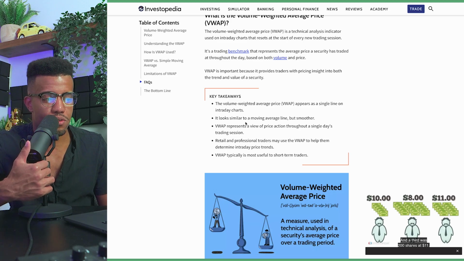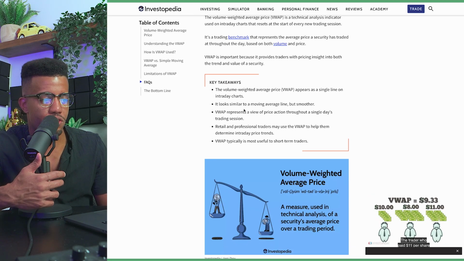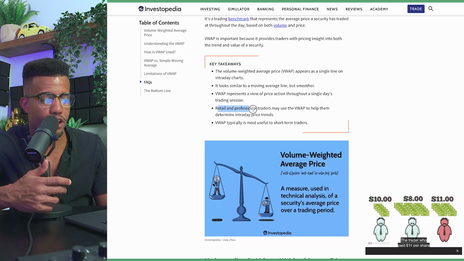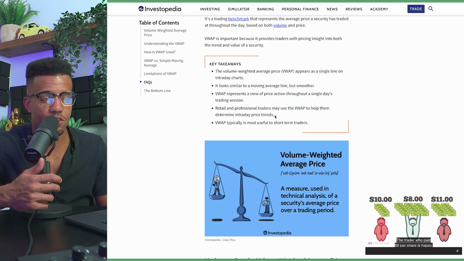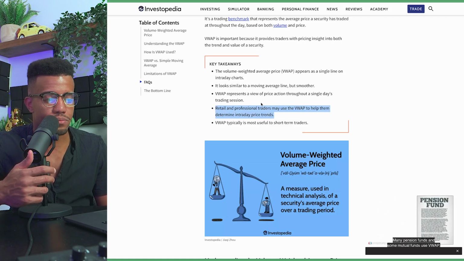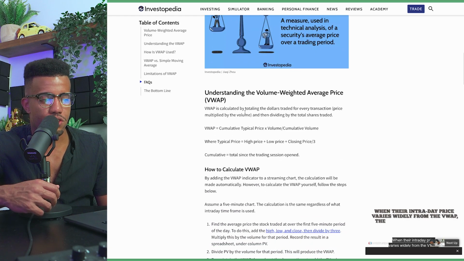So it says here it looks similar to a moving average line, but it's smoother. VWAP represents a view of price action throughout a single day's trading session. Retail and professional traders may use the VWAP to help them determine intraday price trends. That's exactly what I do. That's exactly what a lot of people do in general. And it says VWAP typically is most useful to short-term traders, which is really important.